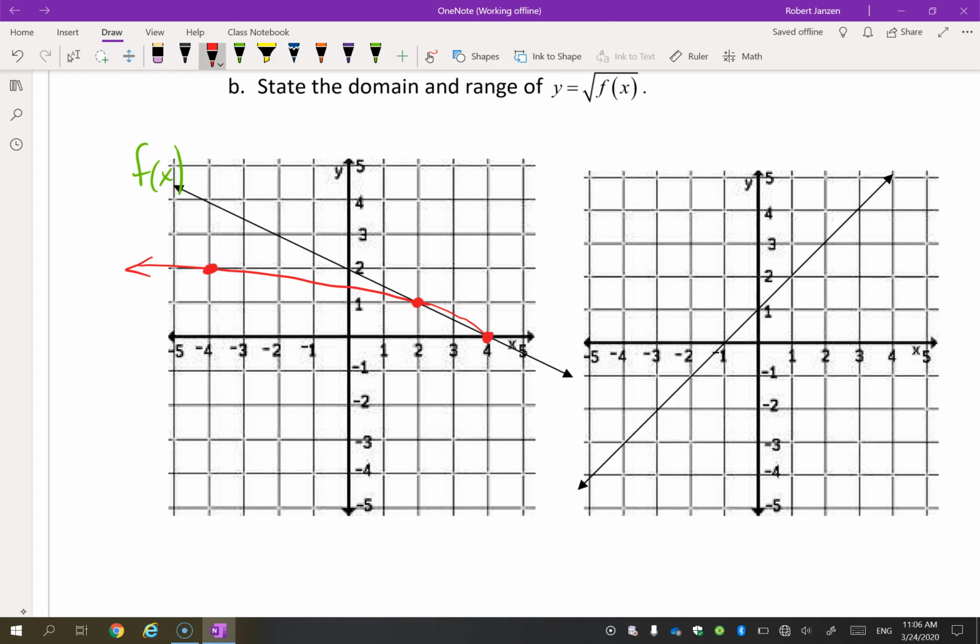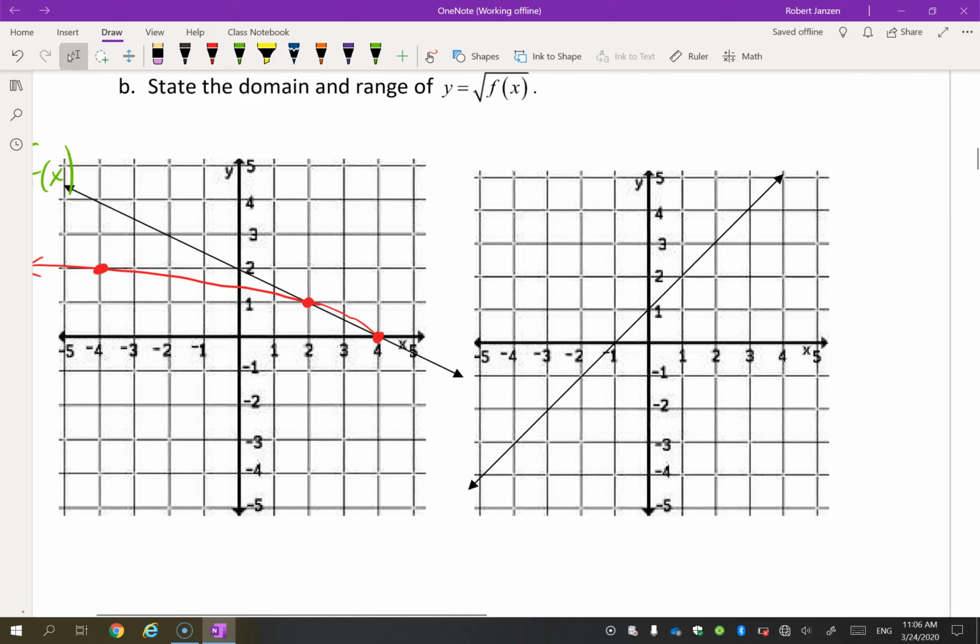Okay. Let's try the next one. Here is f of x, and we're supposed to take the root of it. Start with where is it 0? Here. Where is it 1? Here. And then I'm going to always look for another point that I know the root of. Again, I see 4. The root of 4 is 2, so I know I'm going to have a point right here. Okay? Just to be clear, right here, f of x equals 4. And when I take the root of f of x, I get 2.